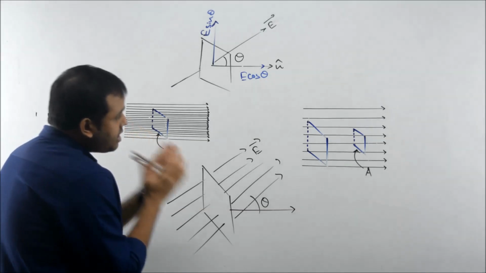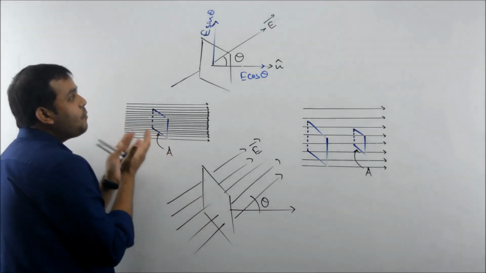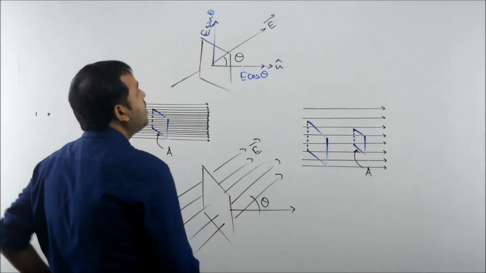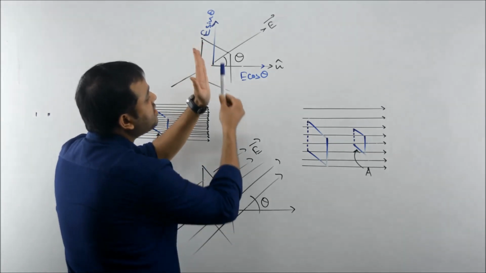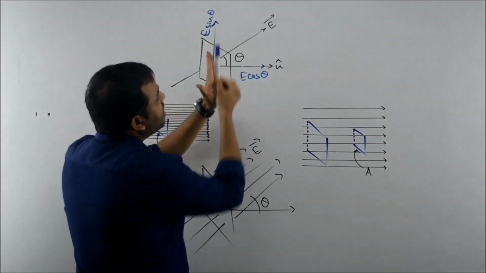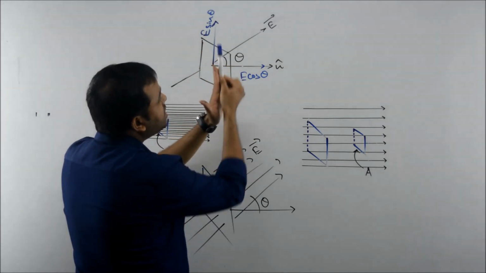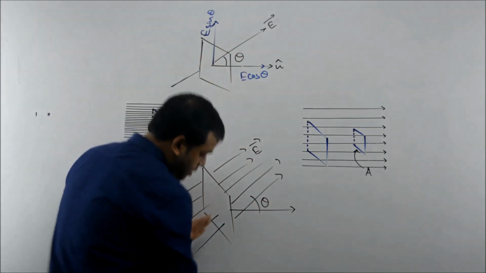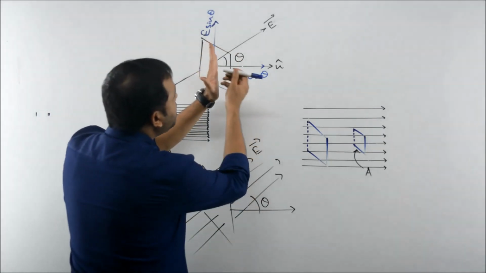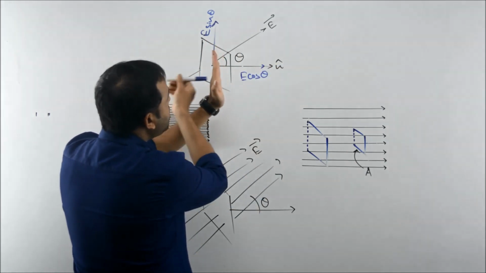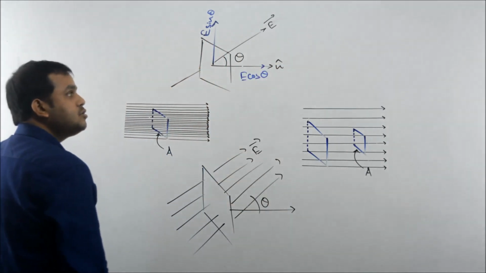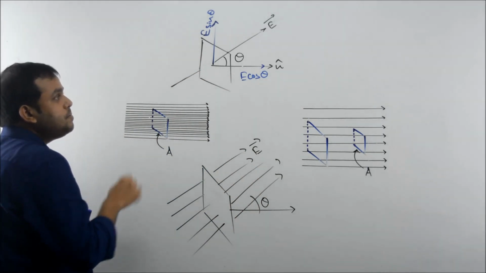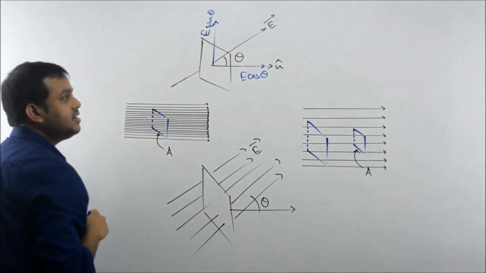Now students, clearly you can see that E sin theta component is not piercing. This is the surface and this is how E sin theta is passing. It is not piercing, students, or you can say it is not passing through this surface, but E cos theta is piercing. Clear, students? So clearly again we can see that yes, it also depends on this value of theta.